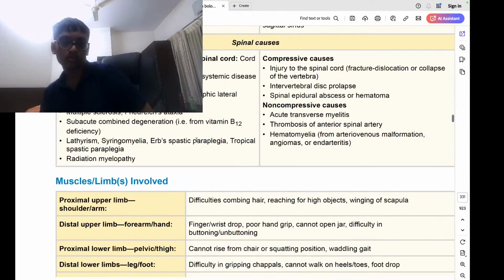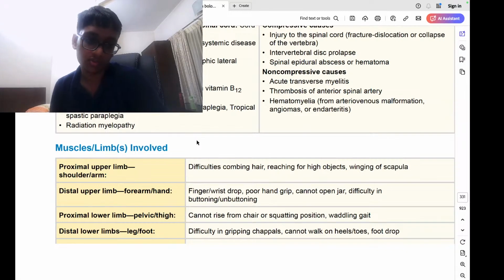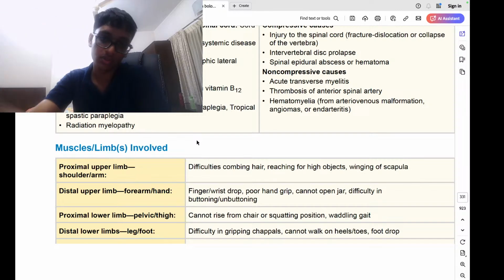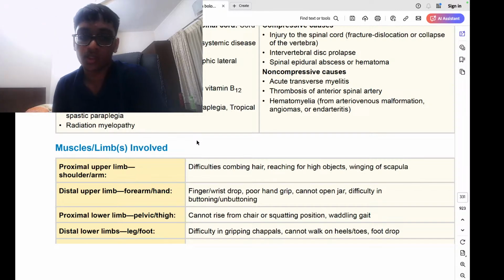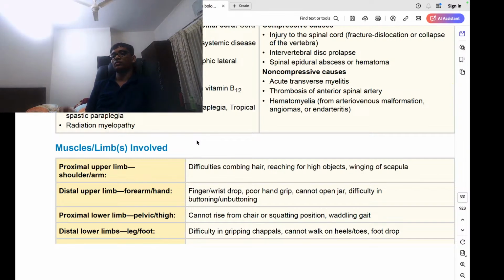Okay, then muscles or limbs involved. Proximal upper limb, shoulder or arm: difficulty combing hair, reaching high places, winging of the scapula. Distal upper limb, forearm or hand: finger drop or wrist drop, poor hand grip, cannot open a jar, difficulty in buttoning and unbuttoning.